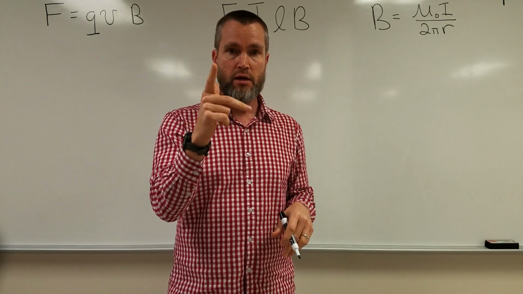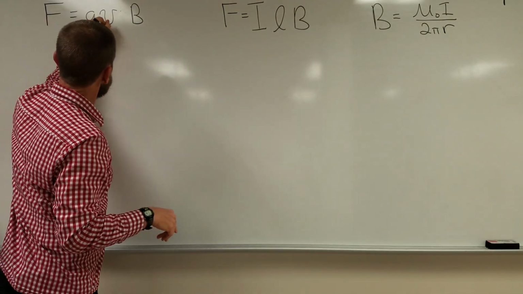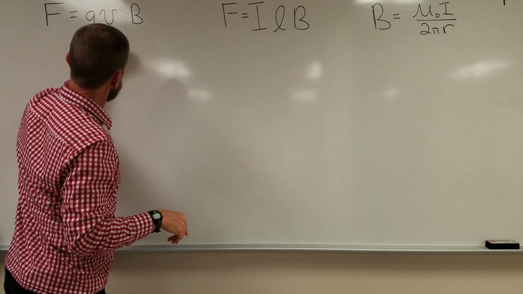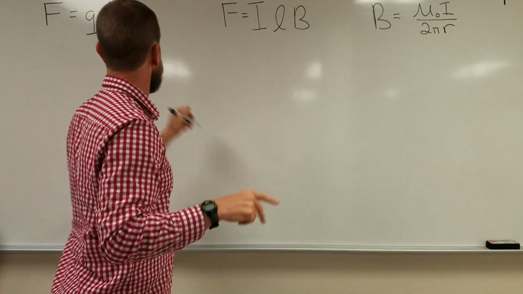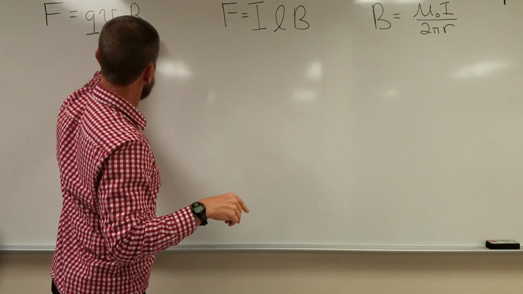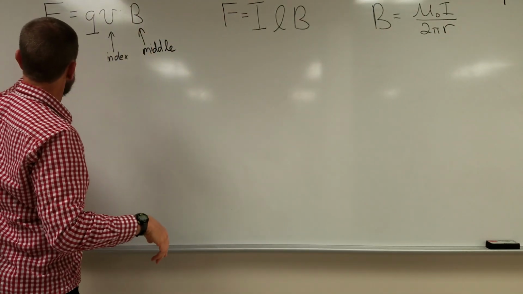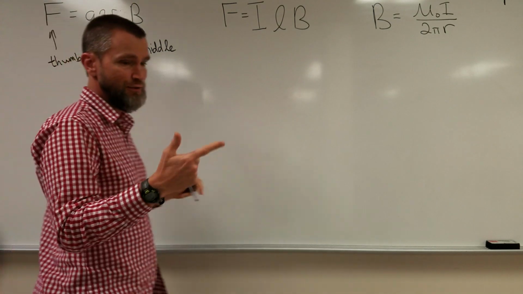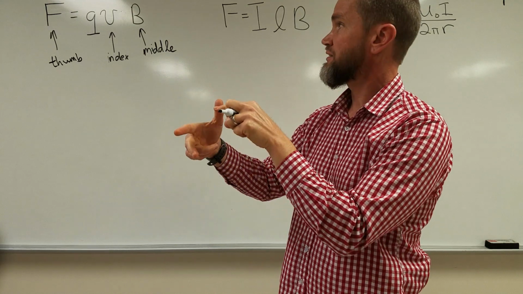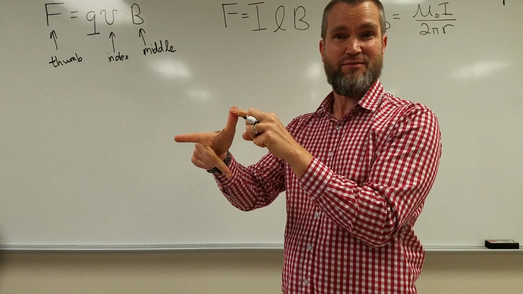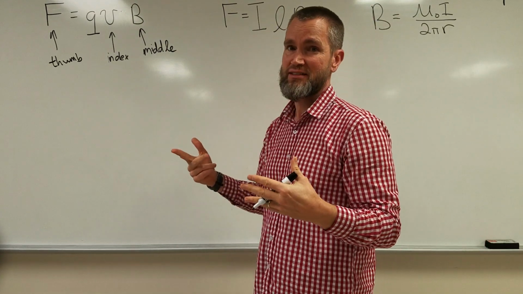So anyway, I'm going to let my index finger be V. So this will be my index finger. I'm going to let my magnetic field be the middle finger. So this will be my middle finger. And then my thumb is going to be the force. Listen, if you want to write V on your index finger, B on your middle finger, and F on your thumb, even for the exam, I'll allow that. But I think that after you practice with it, it'll become like second nature to you.